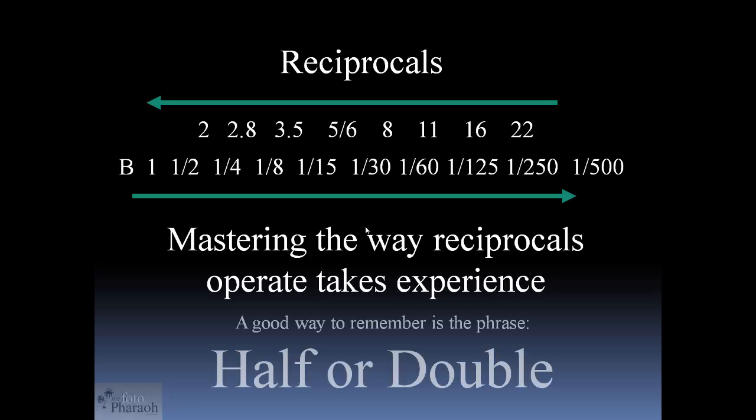A good way to remember this is a little phrase that I use all the time: half or double, half or double. When you move up the scale on your f-stops, from say f2.8 to f11, every stop or increment there by the numbers, you are halving or cutting the light in half. If you move the other way from f11 towards f2.8, you are doubling the amount of light every time you open to an f-stop. Same goes for shutter speeds. Those are marked as fractions. This is a good way to remember it.